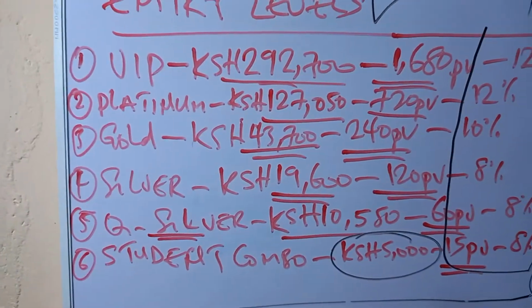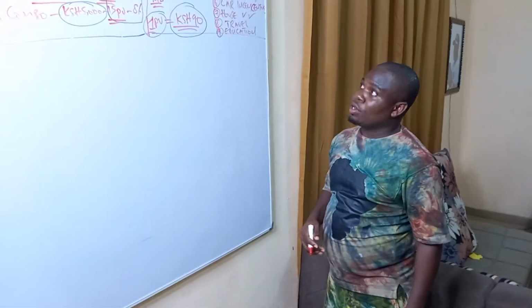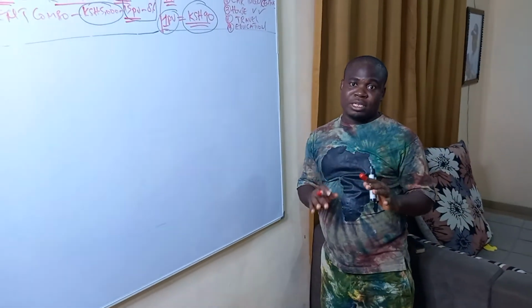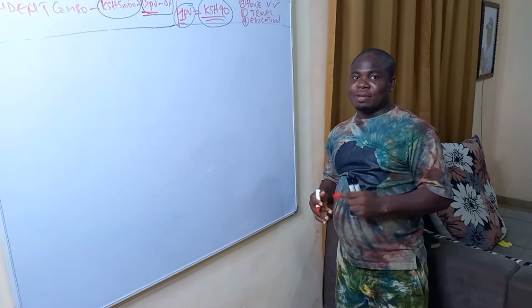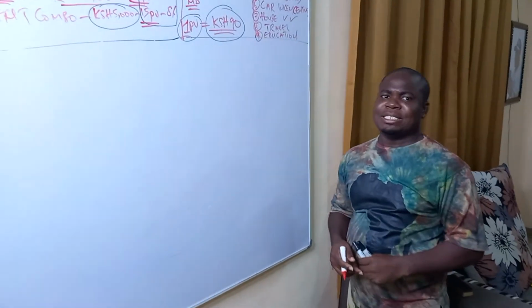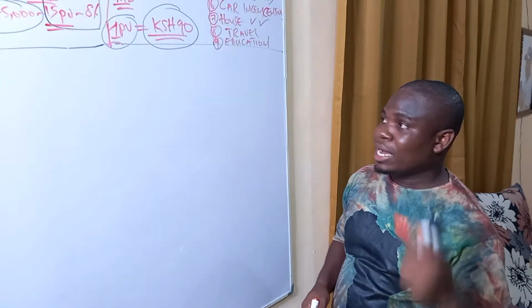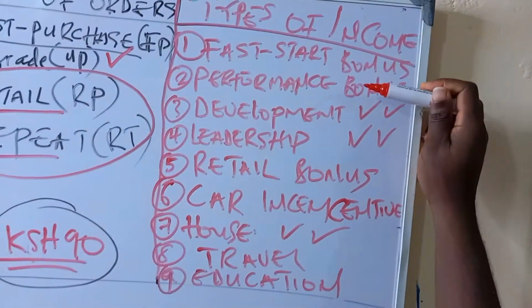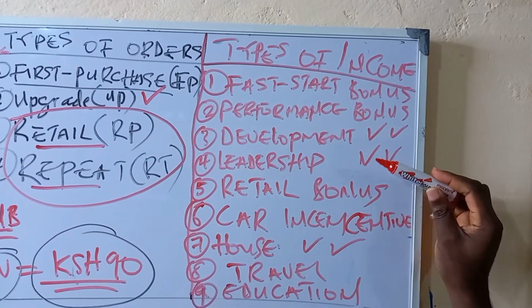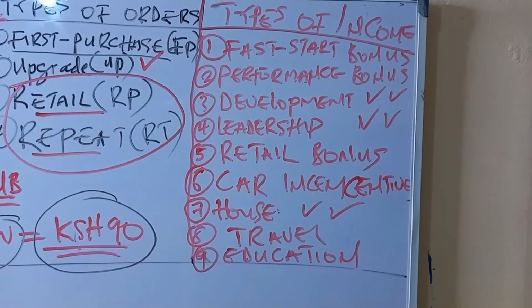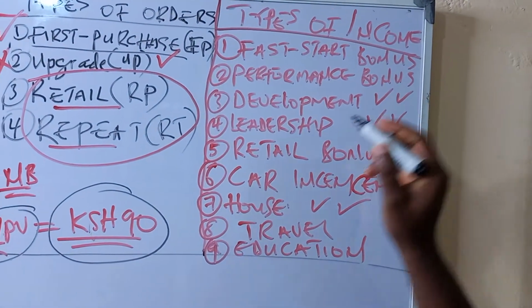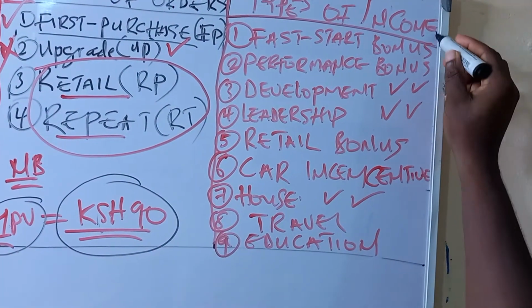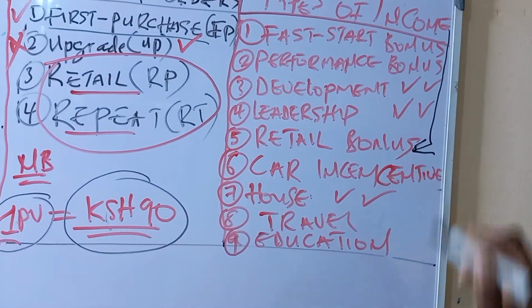So we've looked at how do I start, and what are the types of orders. Now let's look at how do I make money. So, types of income, the ways of making money in Longrich. There are 10 ways you make money from Longrich. 10 good ways. Number 1 to 5 is cash at hand. You call it pesa in Swahili. Pesa, cash at hand. That is the first one: fast start bonus, performance bonus, development bonus, leadership bonus, and retail order. Now, one company has 10 ways of paying you. Number 1 to 5 up to here is all cash, pesa.